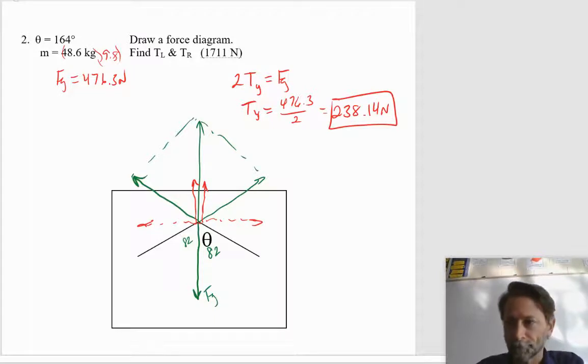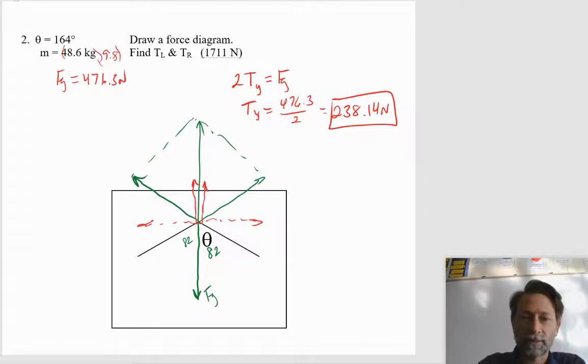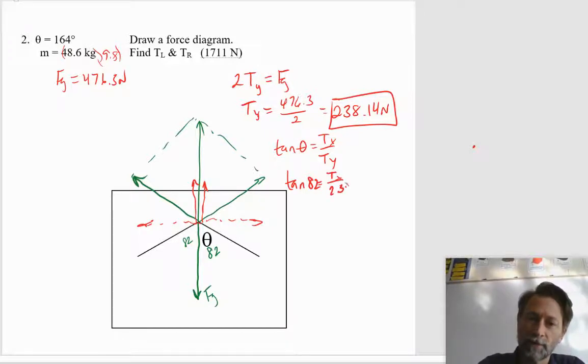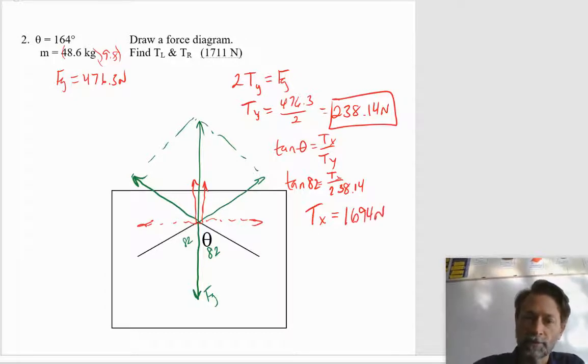Now, the next thing that I could do is I want to find the X value, and I say, oh, if I look again at the tangent, so the tangent of theta, if this is my theta, my opposite is going to be the X. So I'm going to say Tx over Ty. So I'm going to say the tangent of 82 is equal to Tx over that 238.14. Then I can find my X component is going to be 1694 newtons.